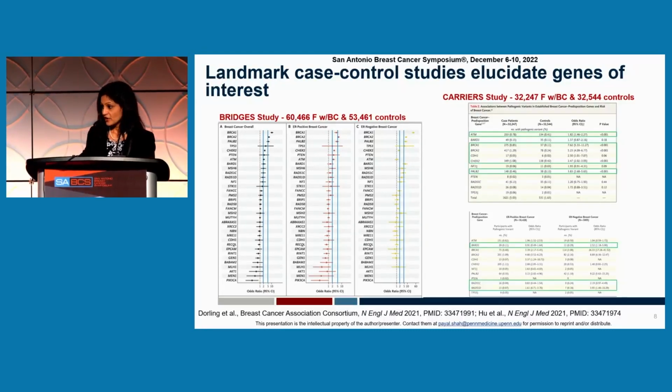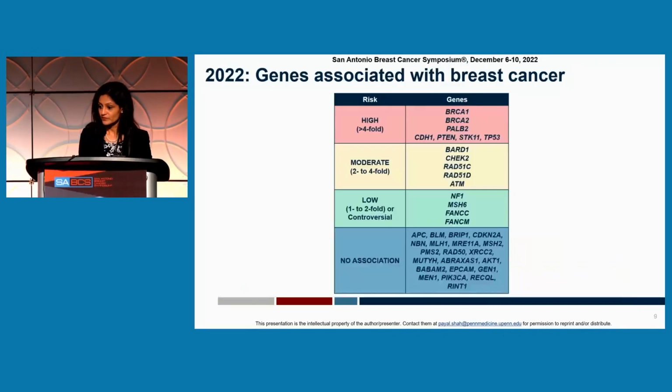The findings from the carrier study were relatively similar or consistent with findings from the Bridges study. In the top panel, we see genes associated with breast cancer risk overall, and in the bottom panel, we see genes associated with breast cancer by subtype. And again, we see some of these same genes emerge, including the presence of BARD1, RAD51C, and RAD51D when we pull out associations with ER-negative breast cancer. And so it was based on those and other data that our current understanding was developed of which genes are associated with breast cancer.